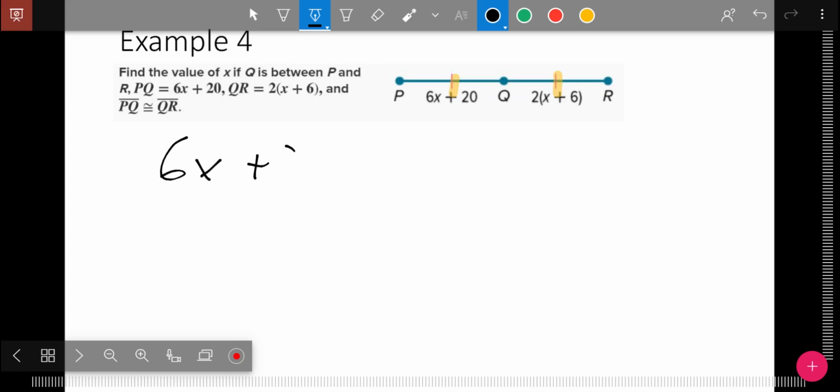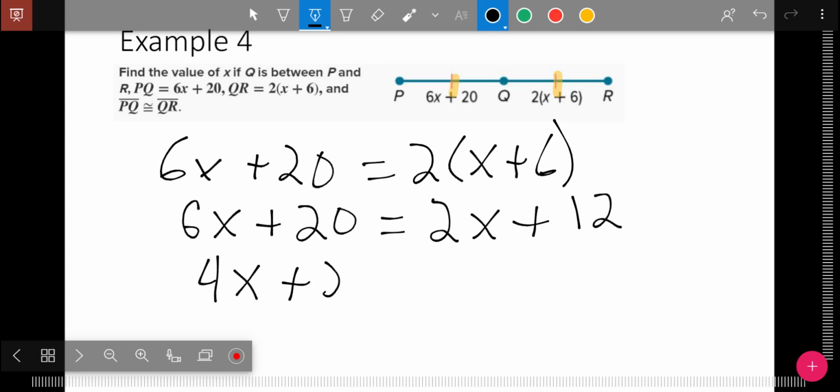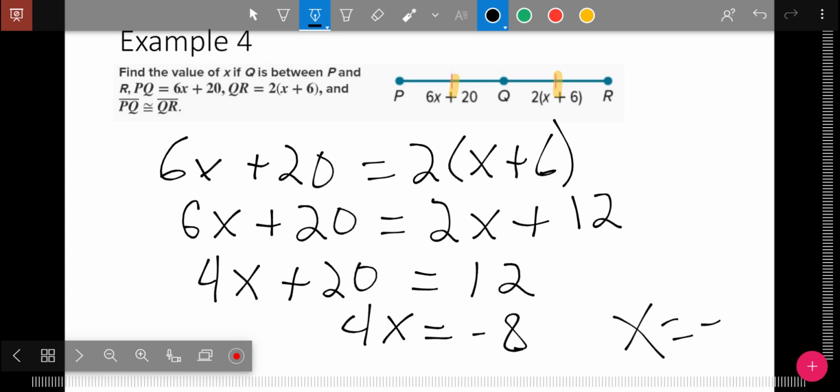6x plus 20 equals 2 times x plus 6, which tells me to distribute because there's a 2 on the outside of parentheses. So 2 times x is 2x, 2 times 6 is 12. Minus 2x from both sides. Minus 20 from both sides. 12 minus 20 is negative 8. Divide by 4 on both sides, I get x equals negative 2.